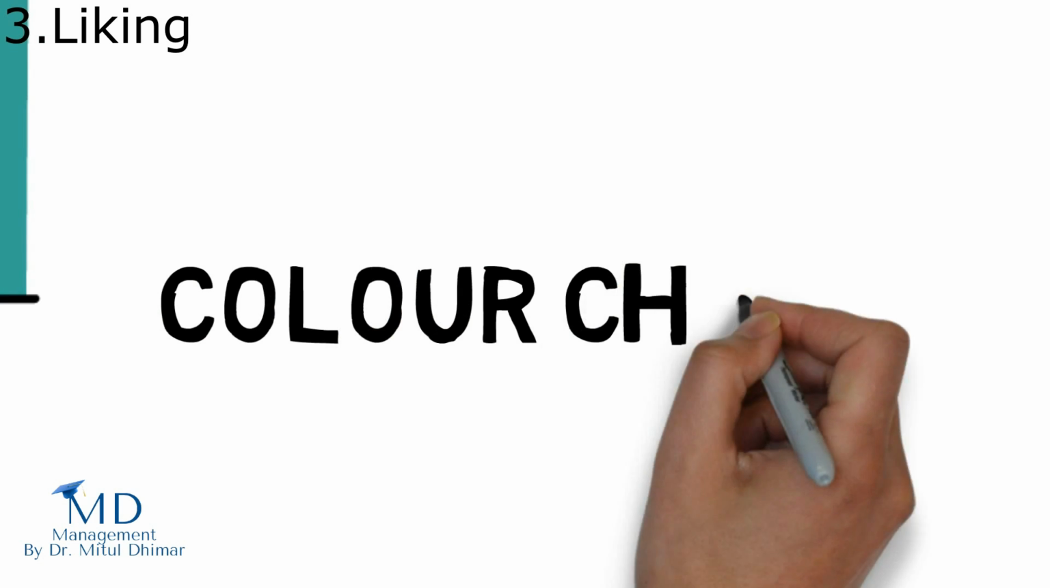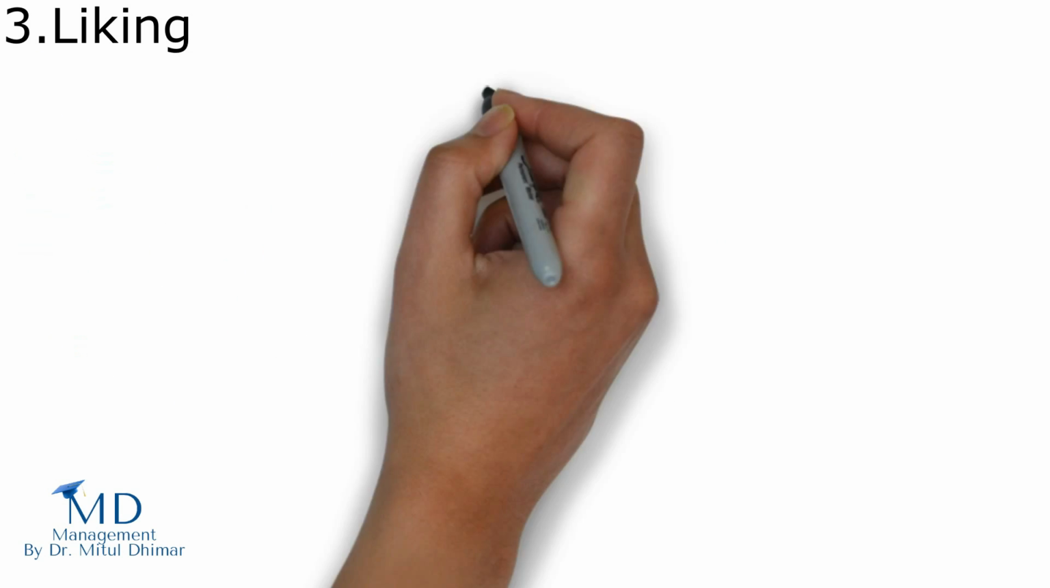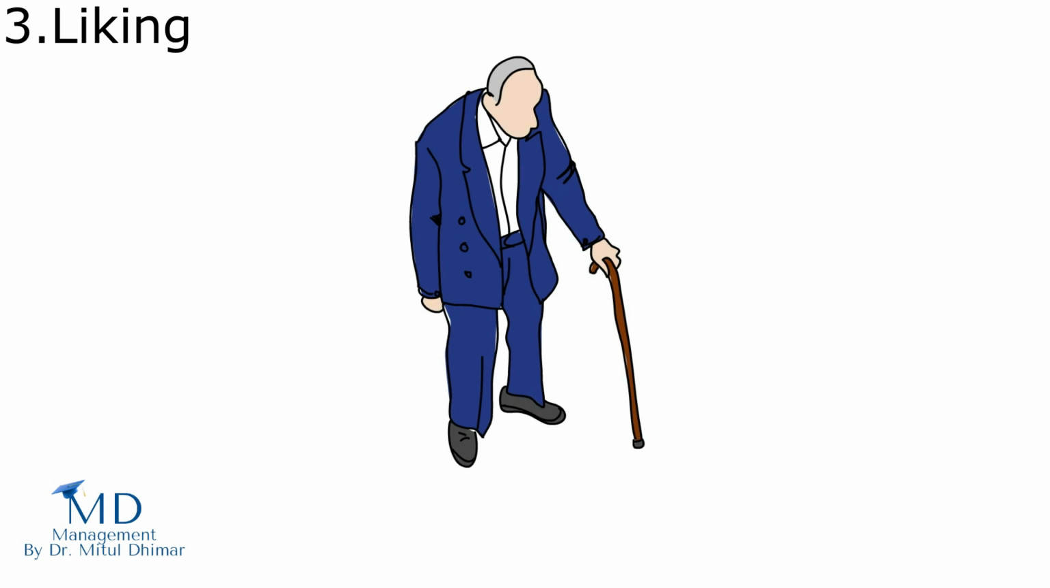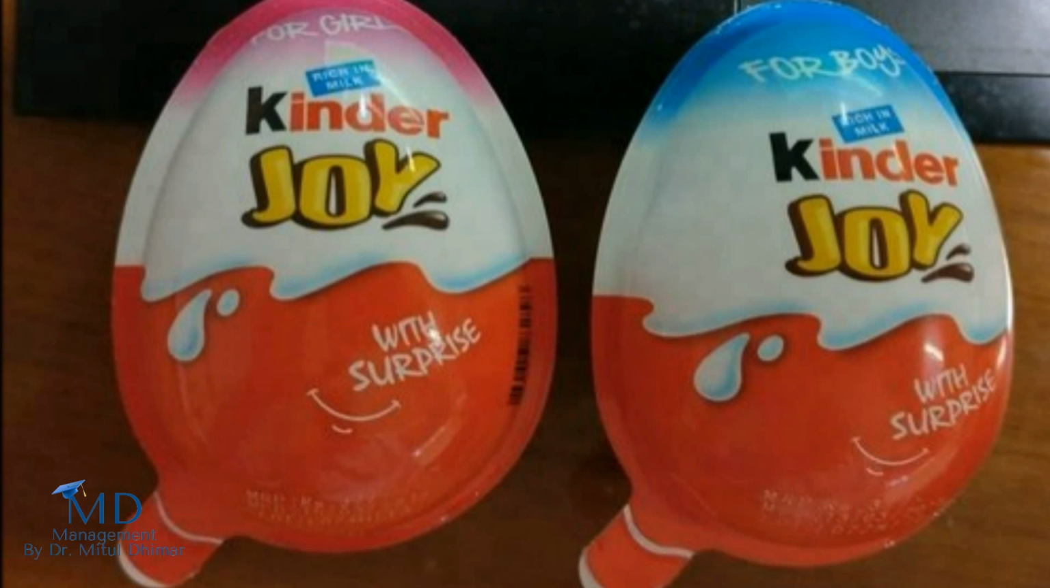The color choice differs between a girl and a boy while buying even a toothbrush. So is with elders. For example, Kinder Joy is available in 2 variants, Kinder Joy Boy and Kinder Joy Girl.